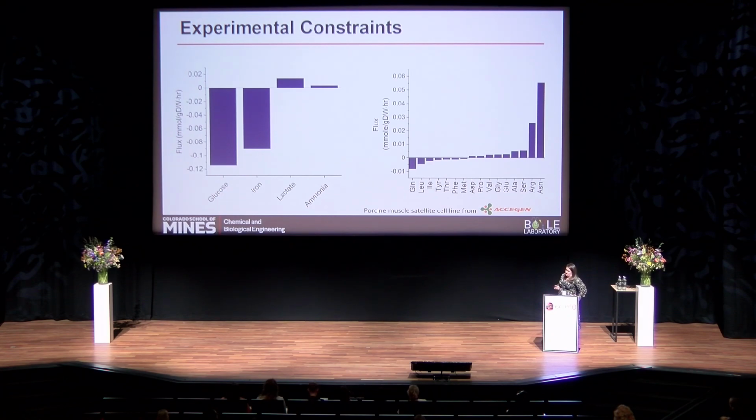And then we also needed to have experimental constraints. So these are from a cell line, a muscle satellite cell line, and we're just measuring the uptake or the excretion of different components in the media. So we have glucose, of course, is their substrate, the different amino acids, and then we're measuring the production of lactate and ammonia.